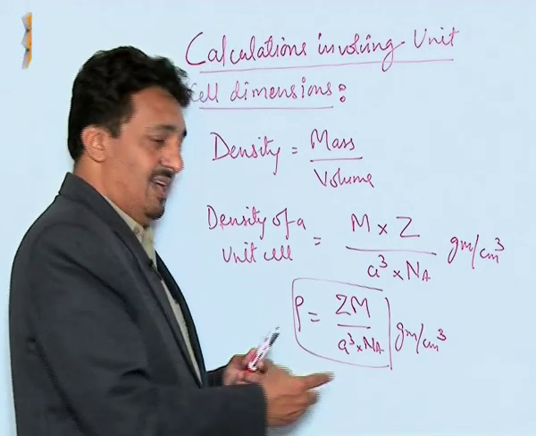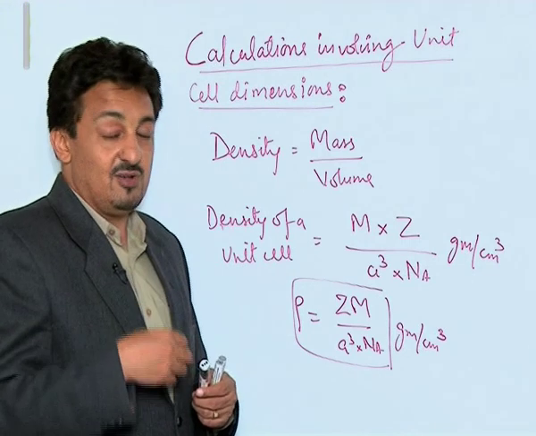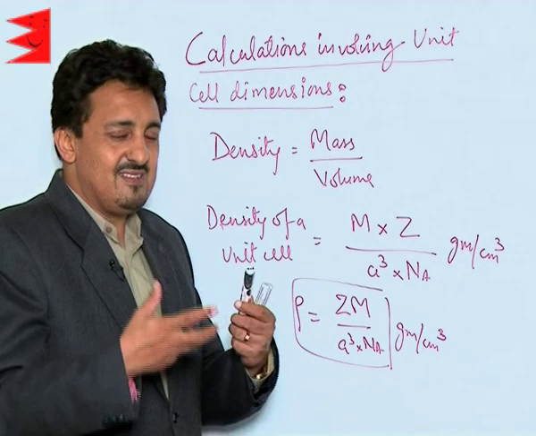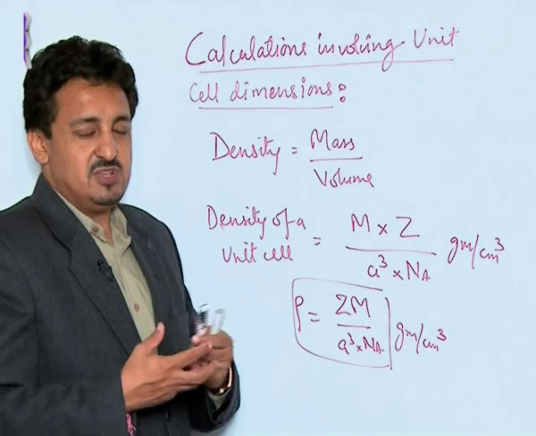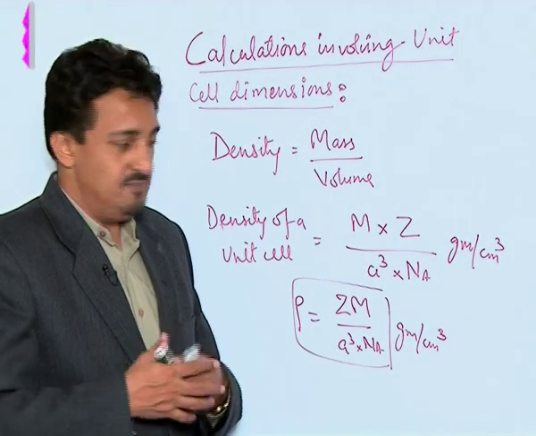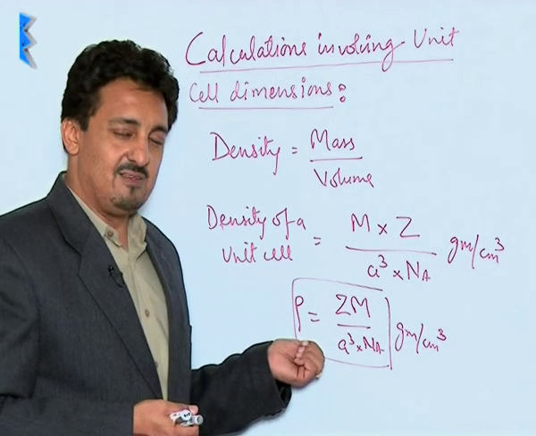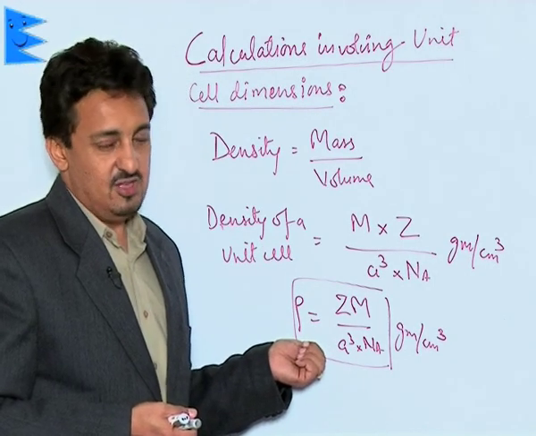If we know a, we can find out exactly what a is, and if we know Z, from a we can find out the radius of the particle. So all these important dimensions which we need to know about the unit cells can easily be determined from the simplest formula and the simplest property, which is the density of the unit cell.